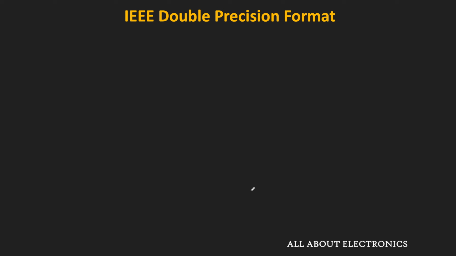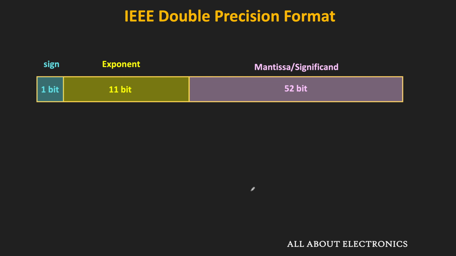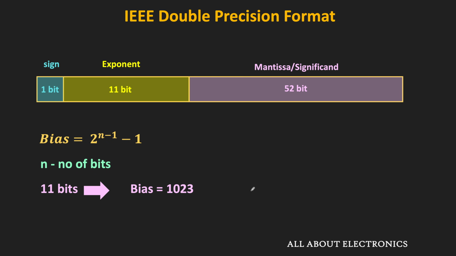So in this double precision format, the floating point number is stored in 64 bits. So out of the 64 bits, 1 bit is reserved for the sign bit, while the next 11 bits represent the exponent. And then the remaining 52 bits are reserved for the mantissa part. So here, since 11 bits are reserved for the exponent, the value of the bias will be equal to 2 to the power 10 minus 1. That means for the double precision format, the value of the bias will be equal to 1023.